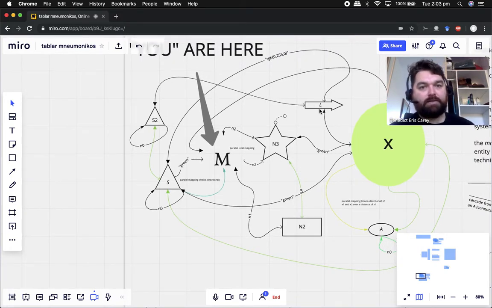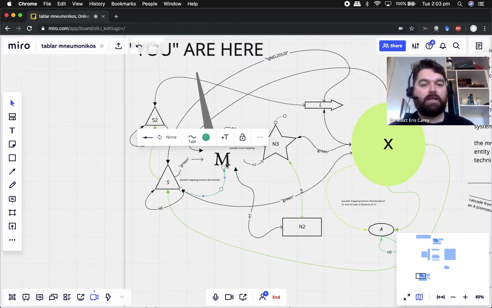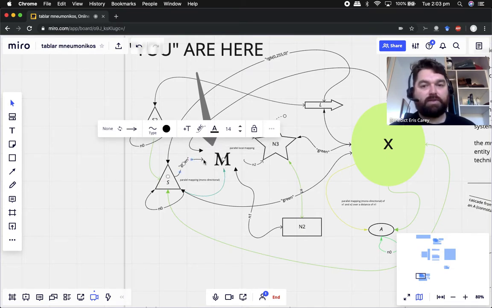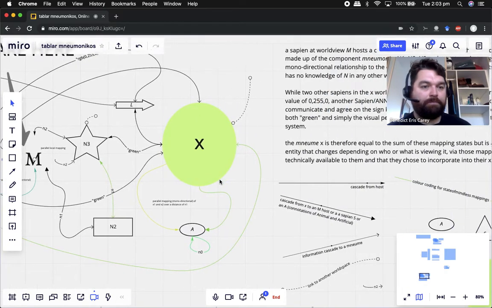In this case, M does not know L to be true. They just trust S that L is true. So L is true of X. They are only receiving these weakly. They've received this weak indicator of green, which is coming from.